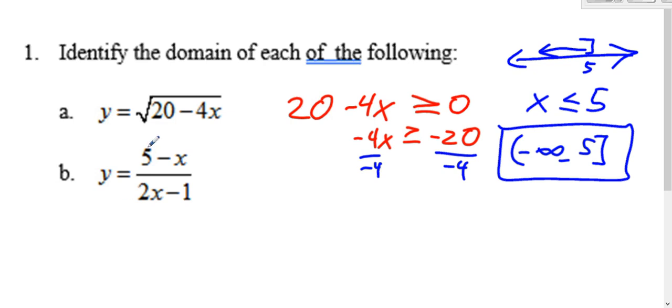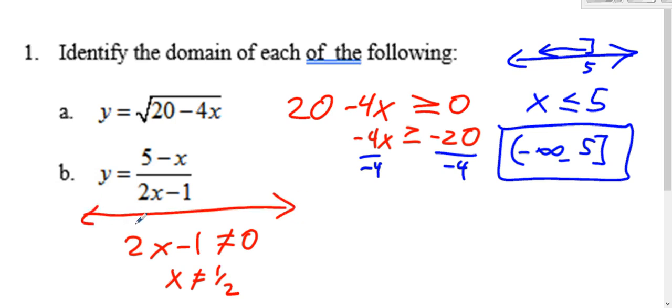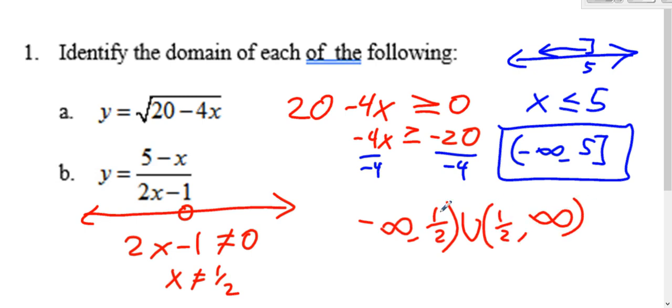For rational functions, it's just the denominator can't be 0. So we take the 2x minus 1, cannot be equal to 0, and solve that out, because the denominator can't be 0. So x is not allowed to equal 1/2. Everything except for 1/2 is okay. So on the number line, it's like just having an open circle at 1/2. So that's negative infinity to 1/2, union 1/2, infinity.